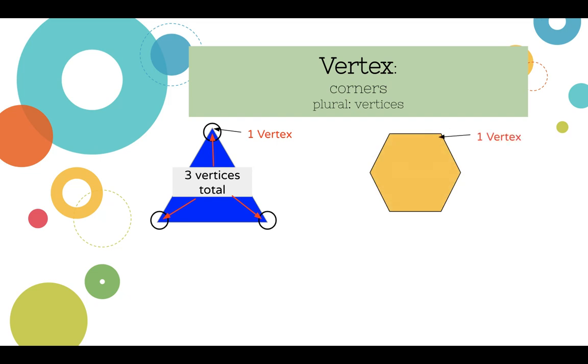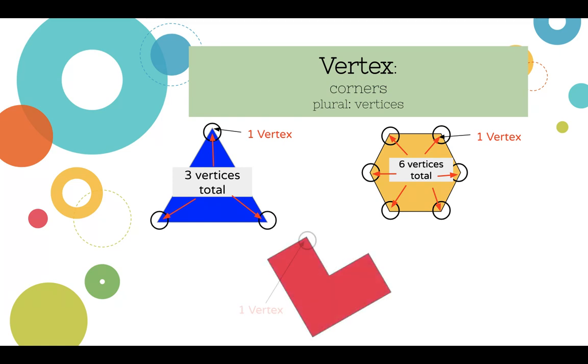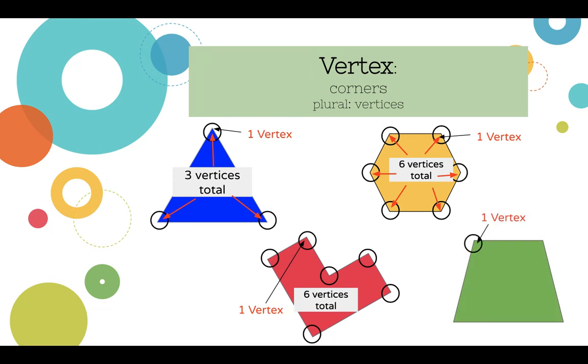Next, I have this hexagon. The hexagon has 6 sides and 6 vertices, which means 6 corners. That's all that really means, 6 corners. We have a different looking hexagon here, and again, this one also has 6 vertices. This quadrilateral has 4 sides and 4 vertices. Remember, a vertex is simply the corner of a shape.